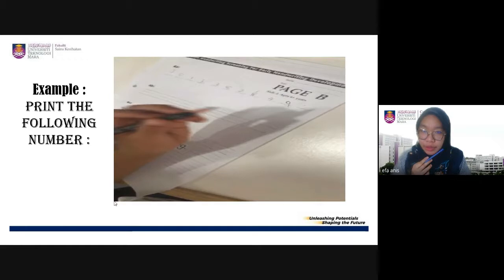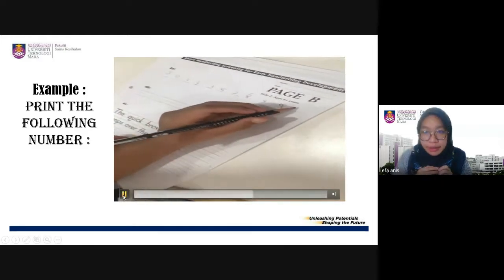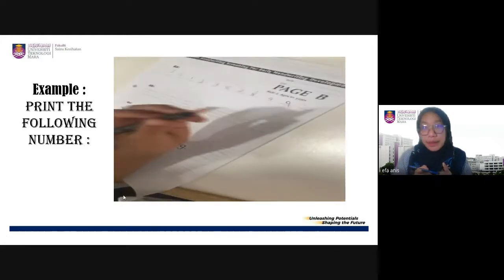Cuma kalau you boleh nampak dalam short clip tu, dia punya nombor tu ada macam the stroke dia tak lawa lah. The stroking is not nice and also tak smooth. Lepas tu ada yang dia macam keluar daripada line yang kita dah provide dekat dia. Okay.